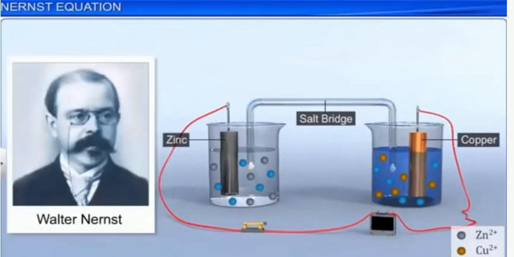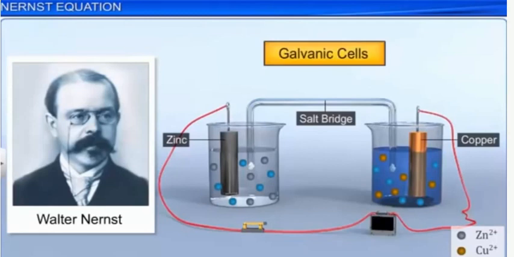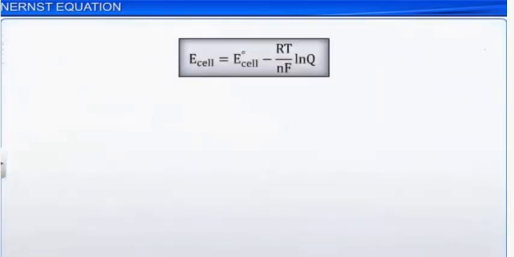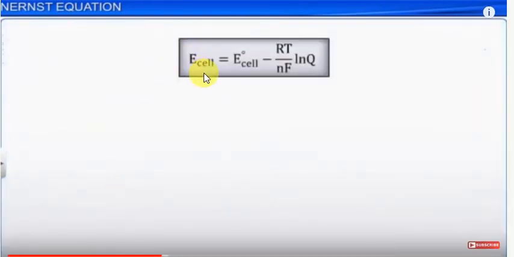Walter Nernst was a German physical chemist who won the Nobel Prize in 1920. One area of his research was the concentration dependence of galvanic cells. The Nernst equation shown here allows us to calculate cell potential at non-standard conditions.